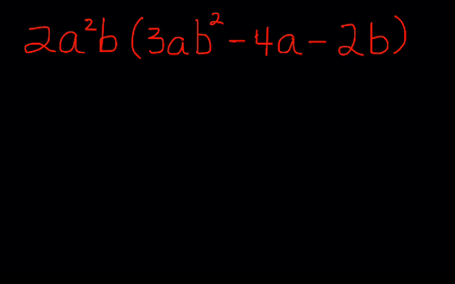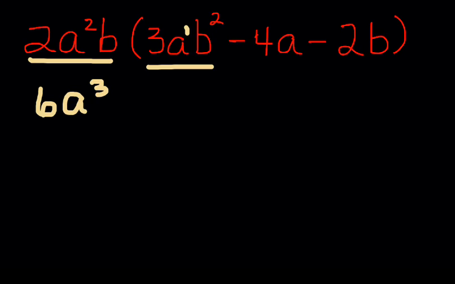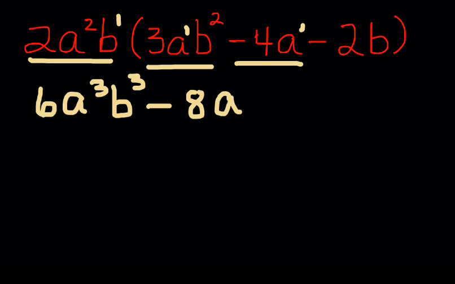Here's another monomial times a trinomial, but this time we have two variables in each one. We have a's and b's, so you still follow the same pattern though. We still do 2a squared b times 3ab squared, so 2 times 3 is 6. Add exponents, a squared and a to the first is a to the third, and b to the first times b squared is b to the third. Now multiply 2a squared b times negative 4a, so that's negative 8a to the third, 1 plus 2. Nothing to put with b, so it's just b.